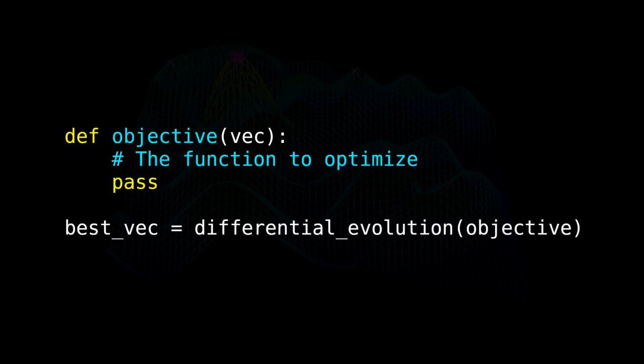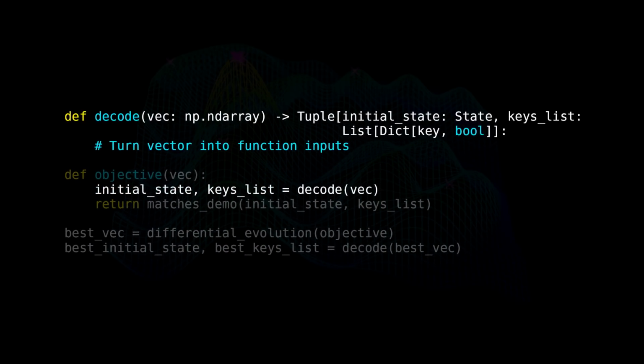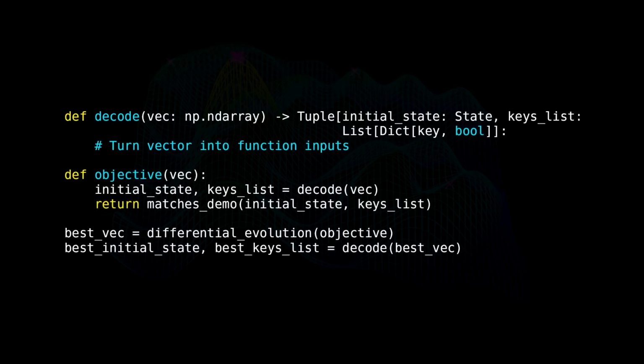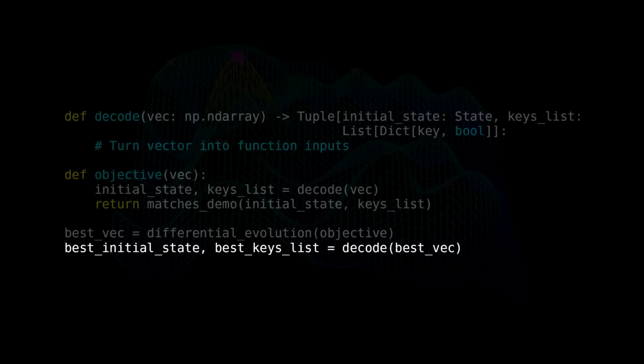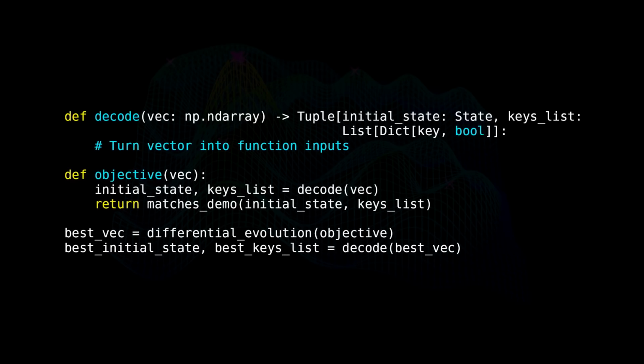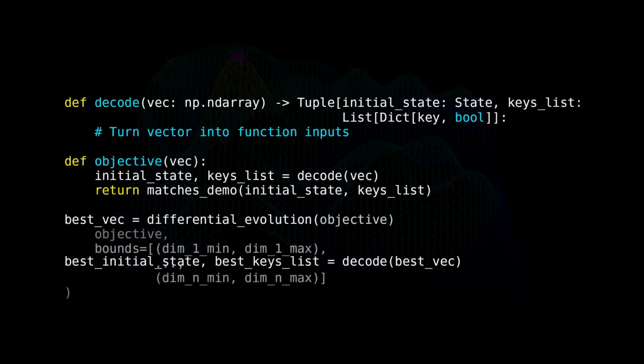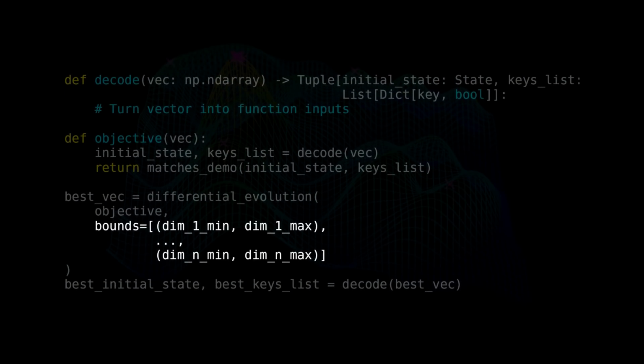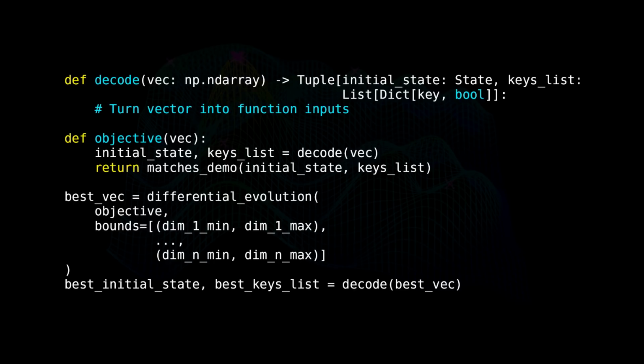Practically, this involves writing a decoding function and plugging this decoder into matches demo in the objective function. The optimal inputs can then be recovered by decoding the vector returned by the differential evolution routine. Finally, the algorithm requires upper and lower bounds for each element of the vector, which are used to constrain the population. Once I'd come up with a suitable decoding function, I was able to reproduce the results for almost all of the world record run.